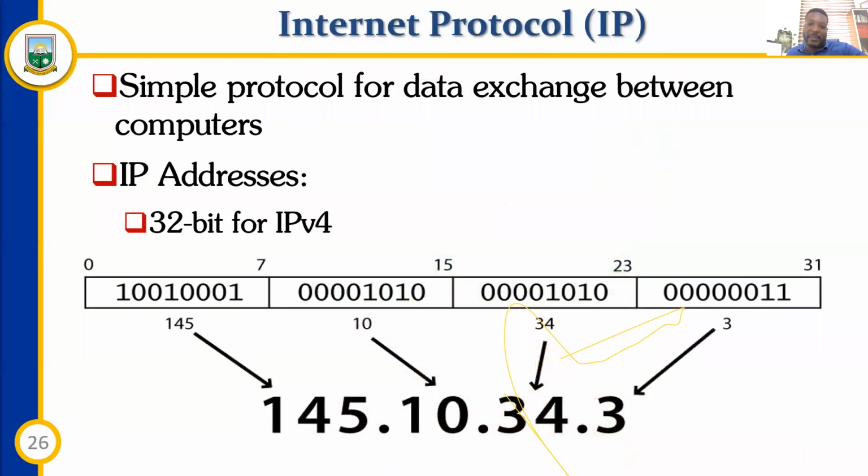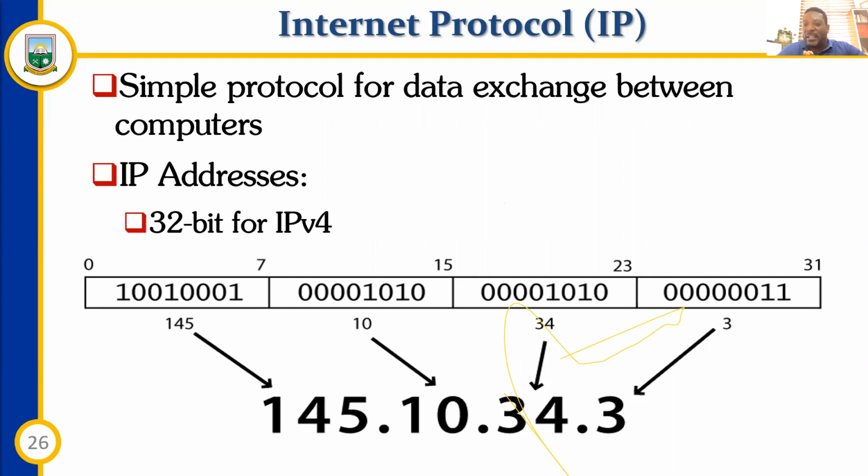Now, I talked about the internet protocol working hand in hand over here. So IP stands for Internet Protocol. It's a simple protocol for data exchange between computers. So before any computer on the network can talk to another computer, it should have an IP address. And most of the IP addresses are in a 32-bit version.